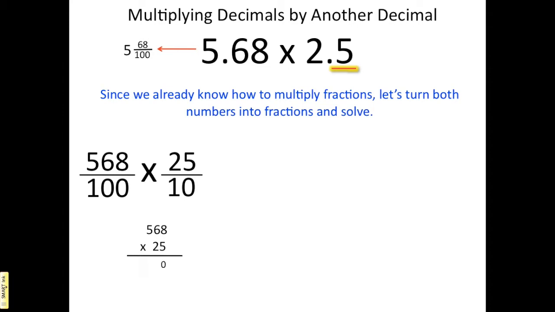8 times 5 is 40. I'll put the 0 down, carry the 4. 6 times 5 is 30, plus 4 is 34. I'm going to put the 4 down and carry the 3. 5 times 5 is 25, plus 3 is 28.